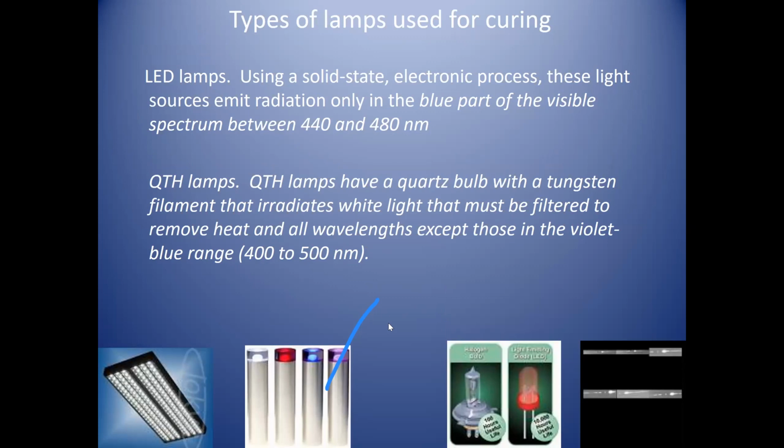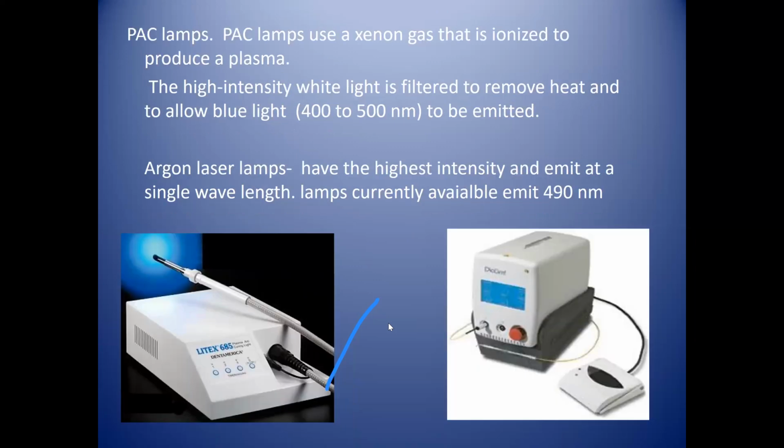LED lamps use a solid state electronic process; these light sources emit radiation only in the blue part of the visible spectrum, between 440 and 480 nm. QTH lamps are quartz tungsten halide lamps, with tungsten halide bulbs, which work in the blue range from 400 to 500 nm. Then we have PAC lamps. PAC lamps use xenon gas that is ionized to produce a plasma. It is plasma arc curing. The high intensity white light is filtered to remove heat and to allow only blue light to be emitted, that is between 400 and 500 nm.